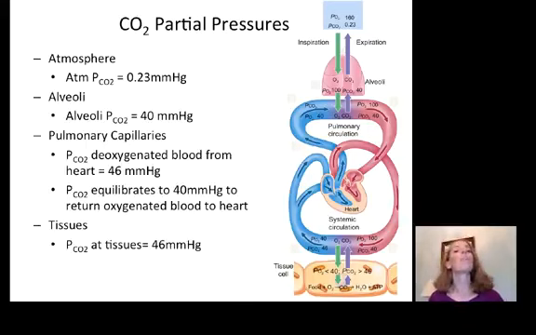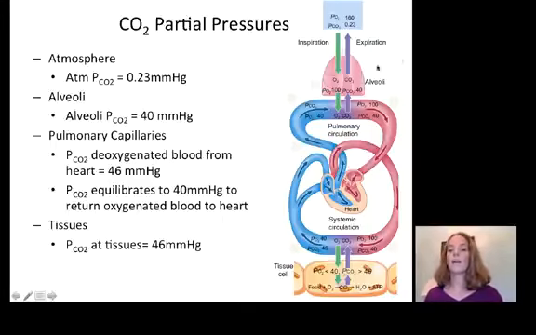Okay, now for carbon dioxide. So carbon dioxide is much, much lower in the atmosphere. So I think the number is 0.004%. Don't hold me to that. I can't remember. But the partial pressure of carbon dioxide in the atmosphere is 0.23 when you do that calculation. In the alveoli, the partial pressure of carbon dioxide is actually going to be higher because, again, of this issue of old and new air mixed.